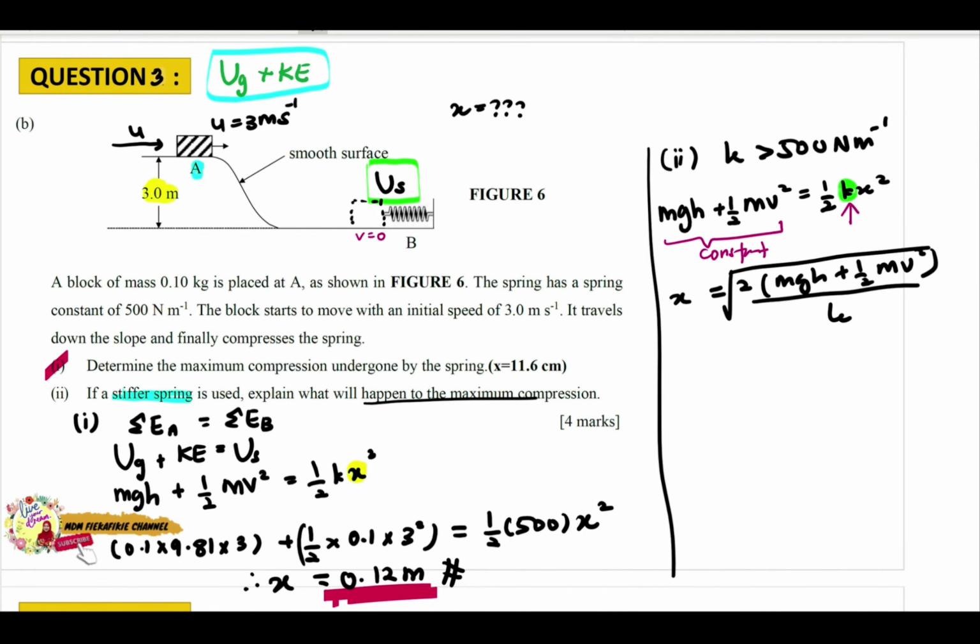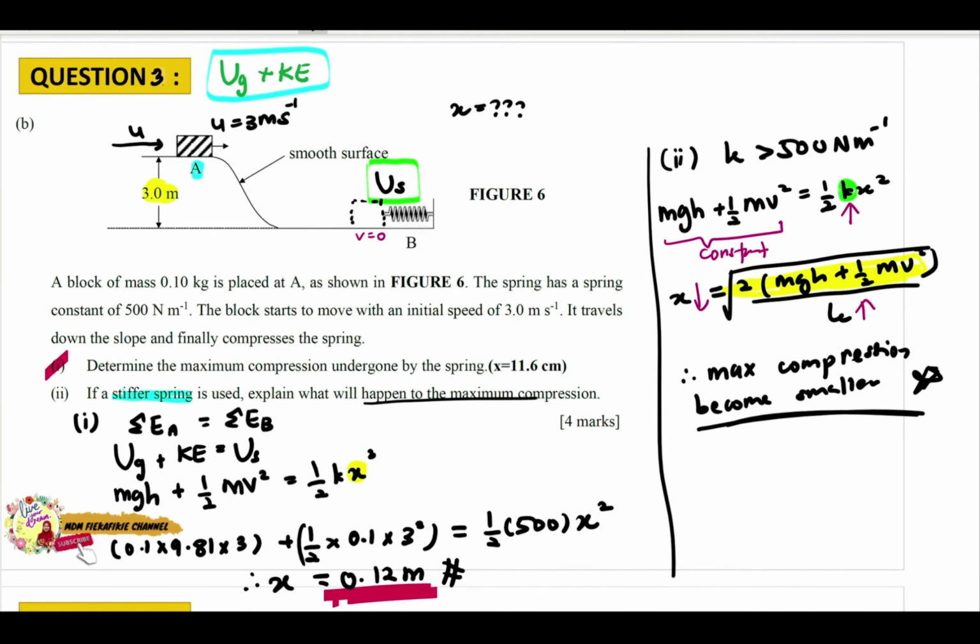Square root. So, kita tahu kat atas ni tadi constant. Okay. Jadi, kalau kita guna k is increasing, what happen to x? Okay. The compression akan jadi lebih kecil. So, kita boleh tulis therefore, maximum compression. If you use stiffer spring, the maximum compression, okay, becomes smaller. Okay, so this is answer for 3B.